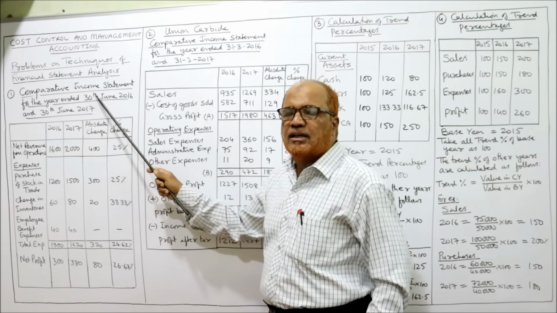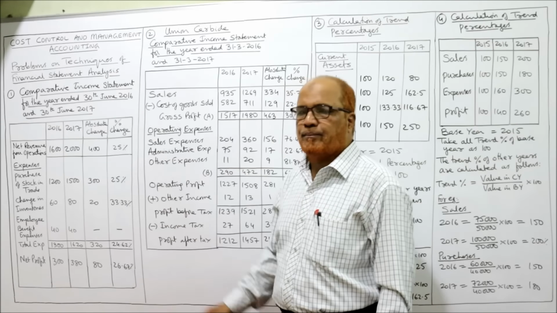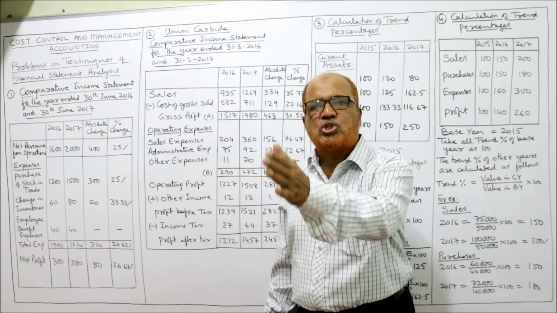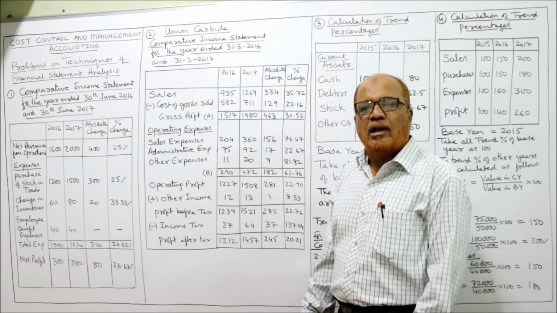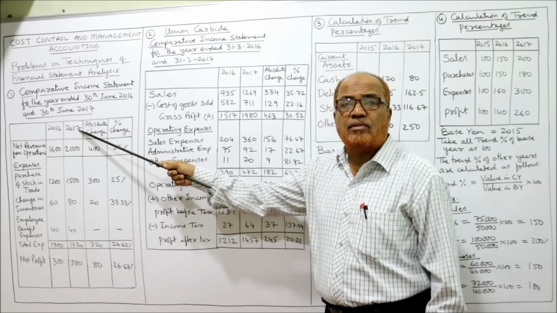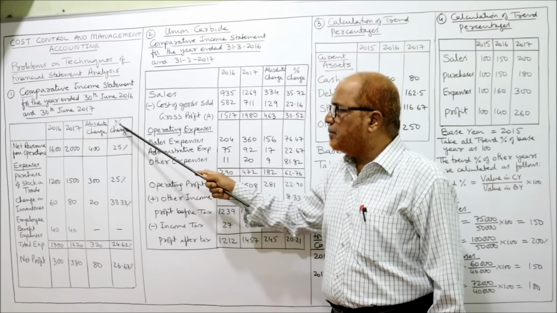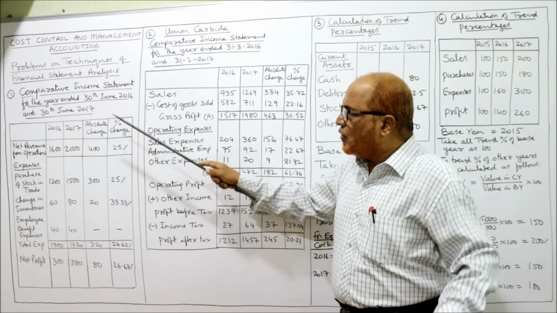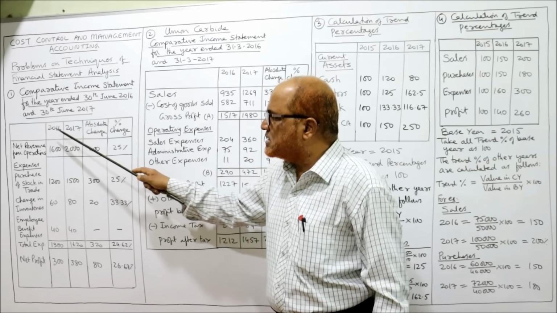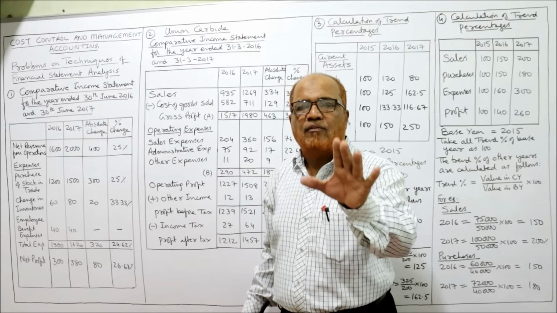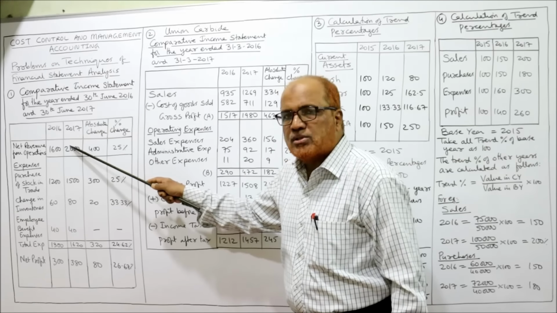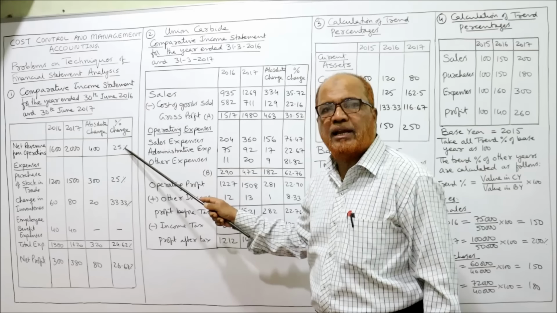Comparative income statement for the year 30th June 2016 and 2017. Four columns we require: last year column, current year column, absolute change, percentage change. Last year was 2016, so here column 2016. Current year is 2017. Then absolute change and percentage change. Before preparing the absolute change and percentage change, the values are given in the problem for 2016 and 2017. So first we take all the values which are given in the problem. First we complete the first two columns. After this I'll explain the third and fourth column.